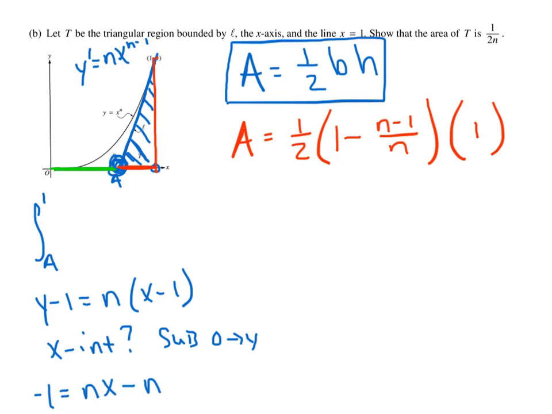Now, as far as cleaning up this base right here, you could try to create common denominators and turn them into one fraction. I'm going to take the opposite approach, and I'm going to decompose this one right here, make like a beaver and split it up.